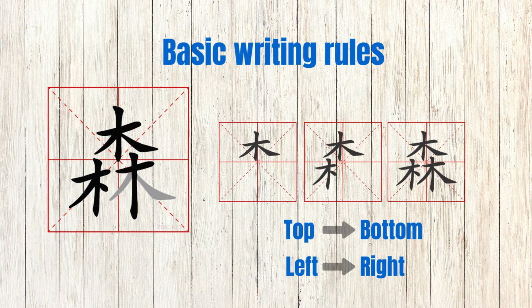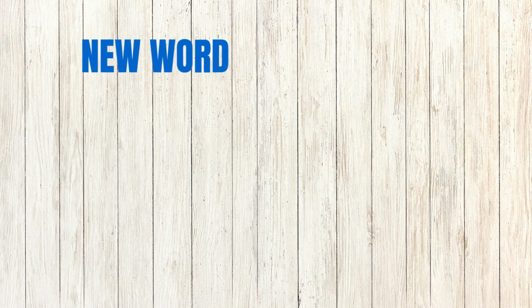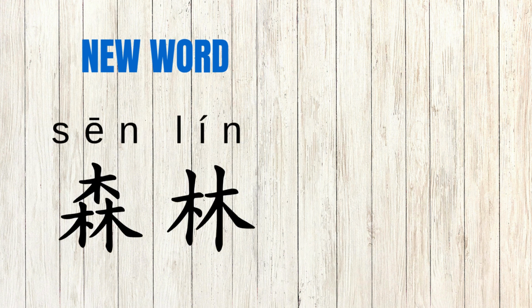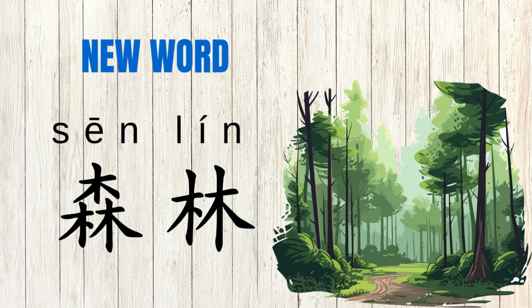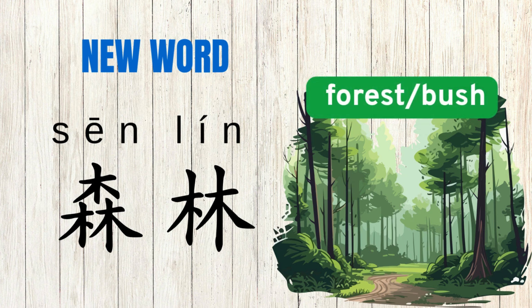Not too tricky, right? Now you're ready for a word made from both characters. It is 森林. Yes, you guessed it, 森林 means forest, a very common word in Chinese.